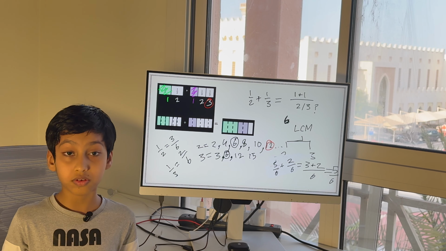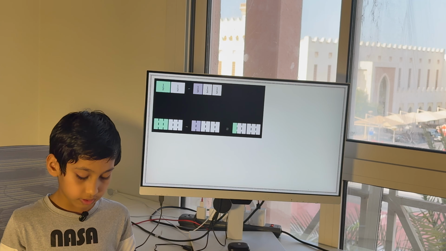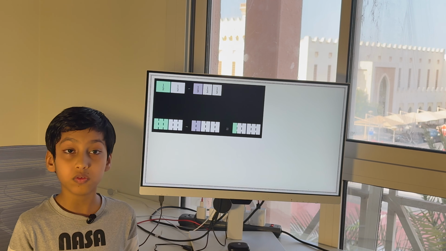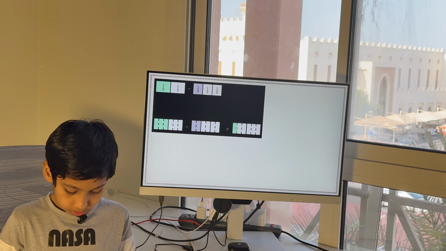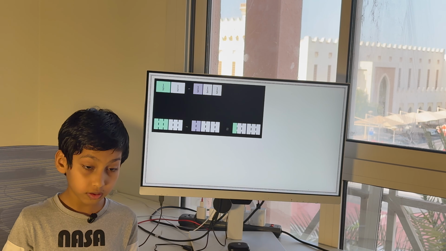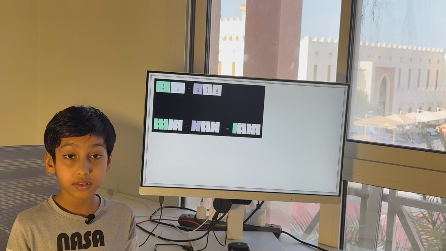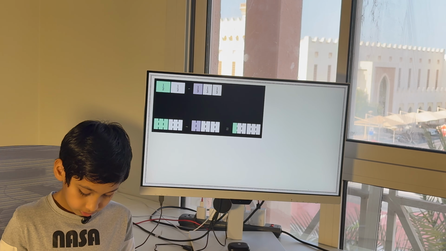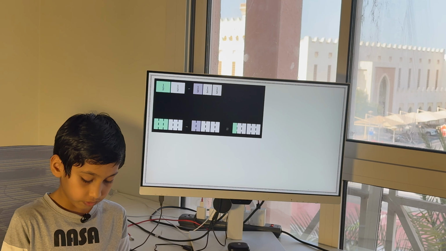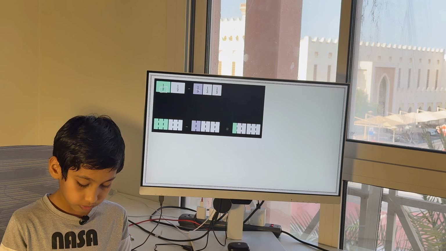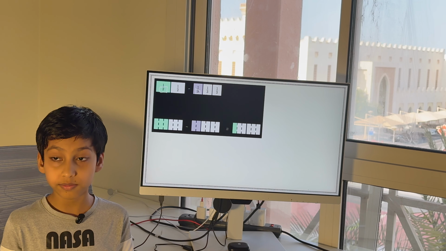Now, how to subtract fractions? So here's how. Now let's take the same example: 1 by 2 minus 1 by 3. Some of you might be thinking that 1 by 2 is smaller than 1 by 3, and it's not, because the denominator is different. 1 by 2 is larger than 1 by 3. Okay? So 1 by 2 is always larger than 1 by 3.